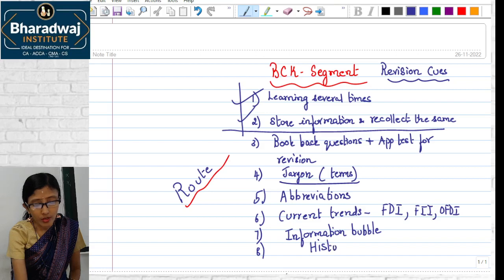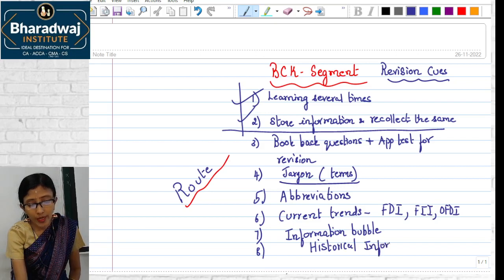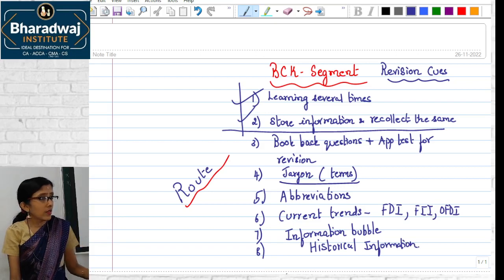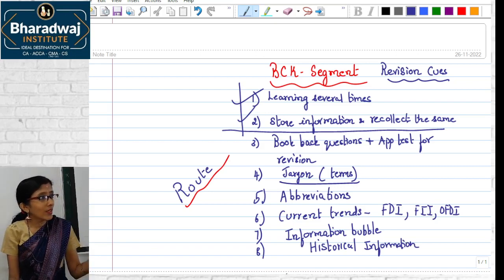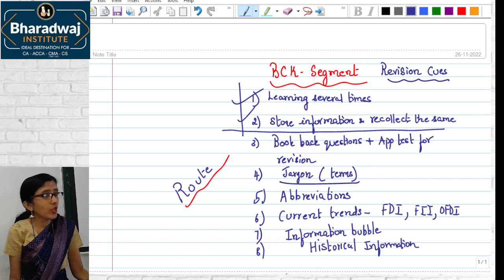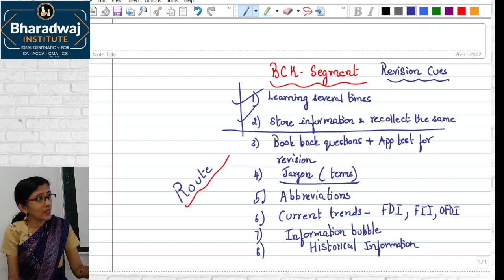And historical information. For example, you have policies during the period of Mughal rule, Gupta dynasty, isn't it? Dadabhai Naoroji's theory. All these are historical information which you are bound to overlook. So that is again a vital segment.